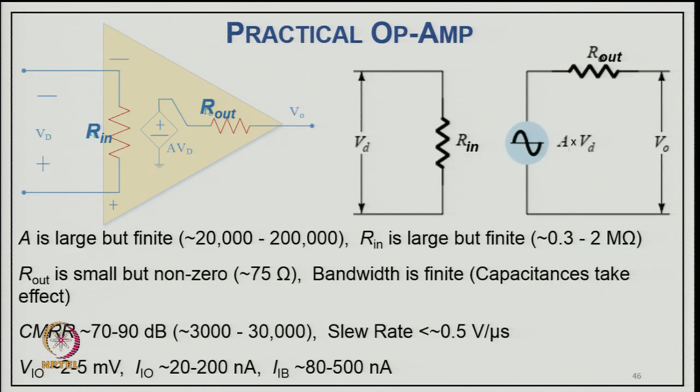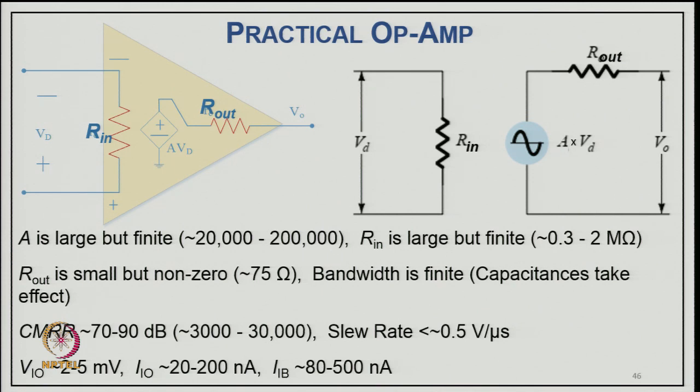Now, coming to the practical operational amplifier, because in practice you cannot have all these parameters correspond to ideal. Here again we have Vn and Vp, and Rin, and we also have Rout. That is the equivalent circuit representing the Vd input, where Rin is the input impedance, then the gain-multiplied voltage with the output resistance Ro which goes to the output.